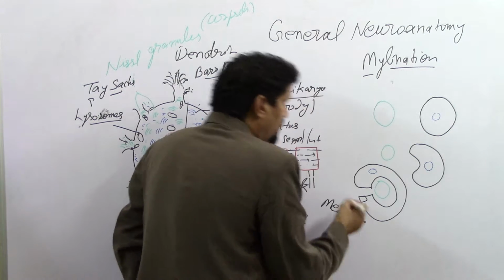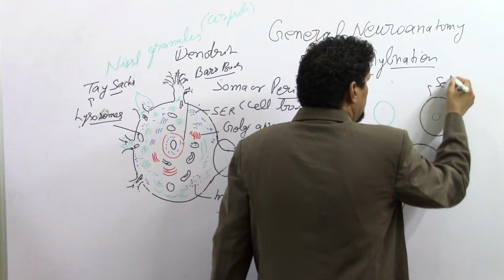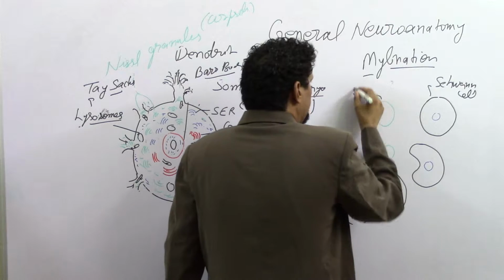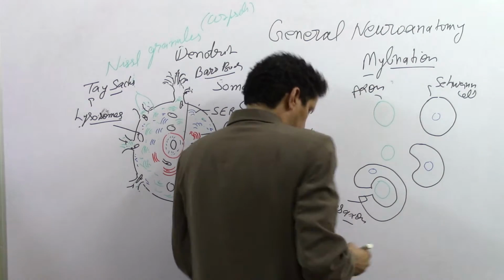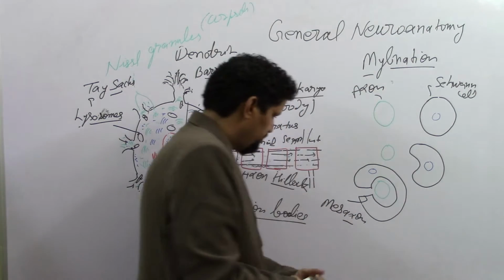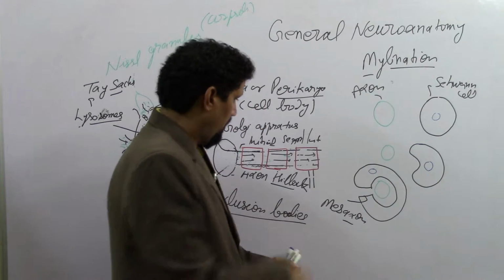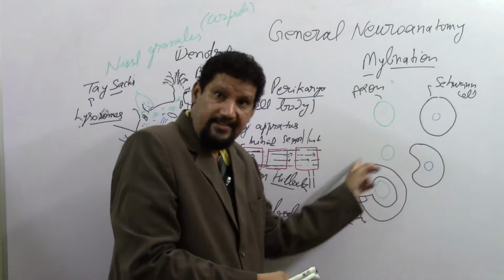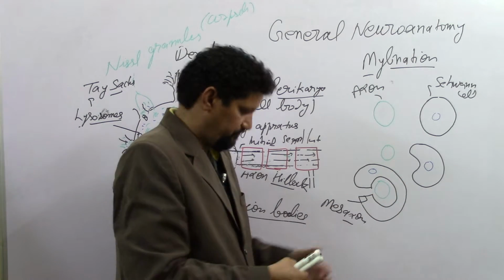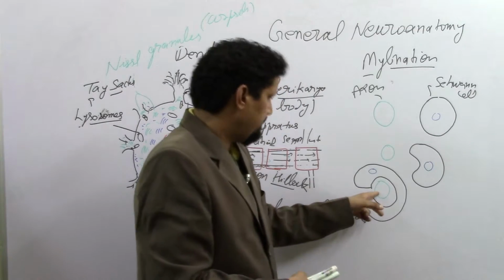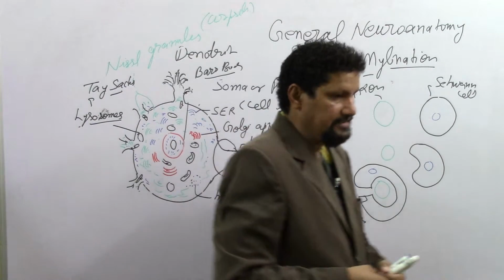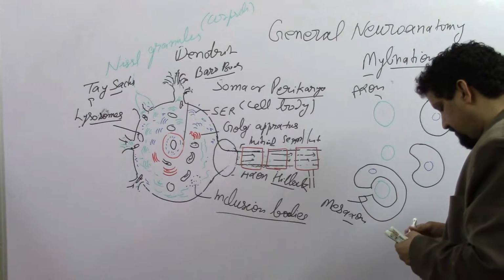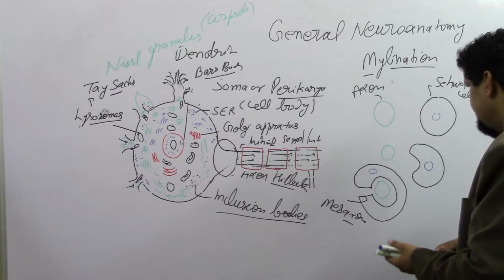Mesoaxon. This is the Schwann cell, and this is the axon. Now, this mesoaxon winds round the axon. It will encircle this axon, forming a concentric layer of the mesoaxon around the axon like this.